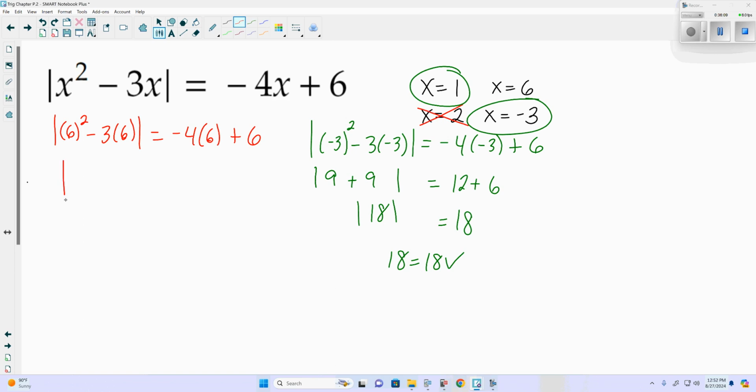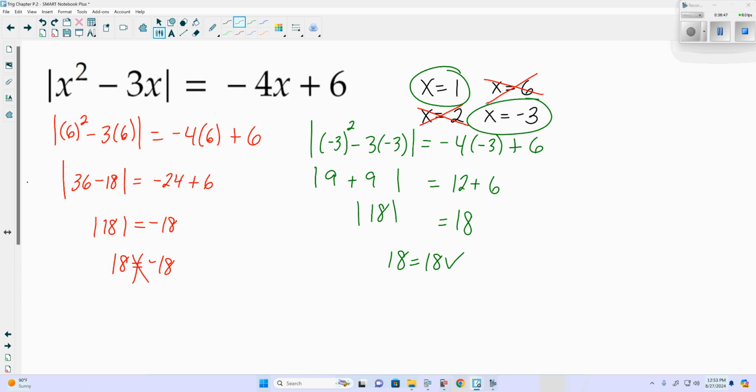Let's check 6. I'll do the absolute value side first. 6 squared is 36. Negative 3 times 6, negative 18. 36 minus 18 is 18. And the absolute value of 18 is, well, 18. On the right-hand side, negative 4 times 6 is negative 24. Negative 24 plus 6 is negative 18. Does not work. So 1 and negative 3 are our two solutions.